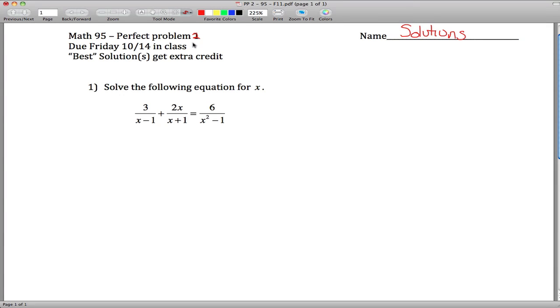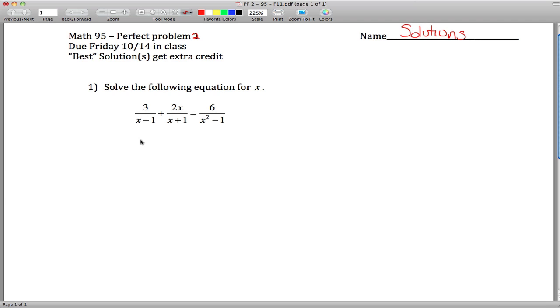Here's the solutions to the second perfect problem for Math 95. We're asked to solve this equation for x. So let's see, this equation we have rational expressions equal rational expressions. You may remember that the best way to deal with these is to make it so we don't have rational expressions anymore. That is, get rid of all of the denominators. Figure out what the least common denominator is and multiply both sides of the equation by that.